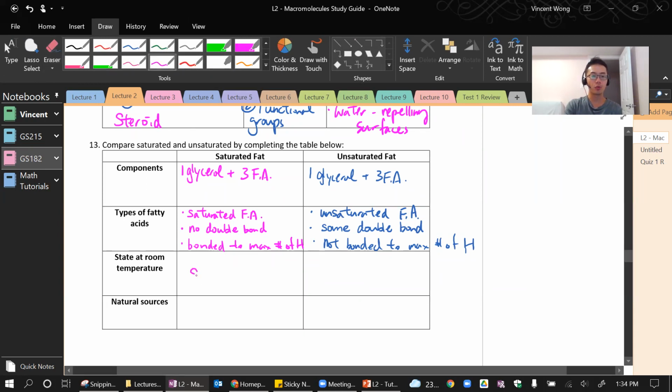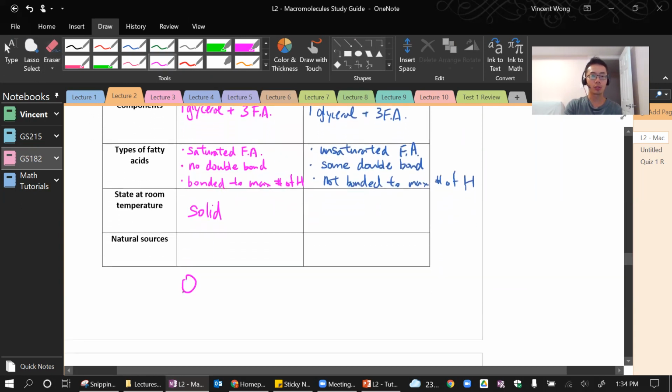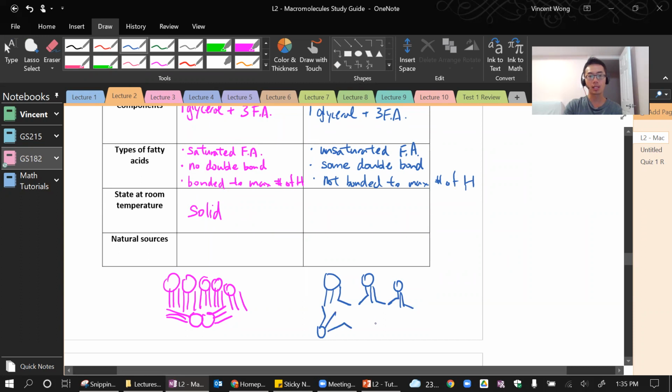Okay. What is the state at room temperature? Saturated fat is usually solid, because saturated fats don't have double bonds, so their tails are straight. And because they're straight, they can pack really close to each other, and that makes it solid at room temperature. The unsaturated fat, because of a double bond, would have a kink in the tail, sometimes more than one, and that makes them not able to come together really closely, and as such, they are going to be liquid at room temperature.